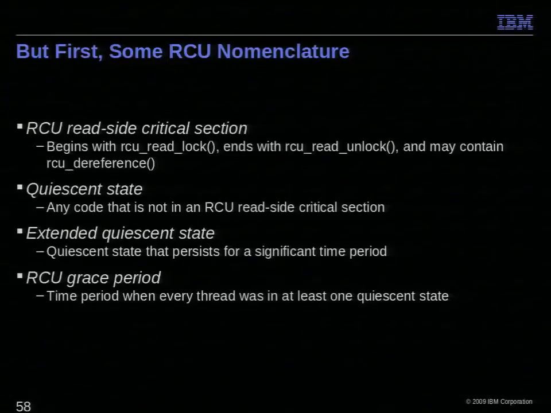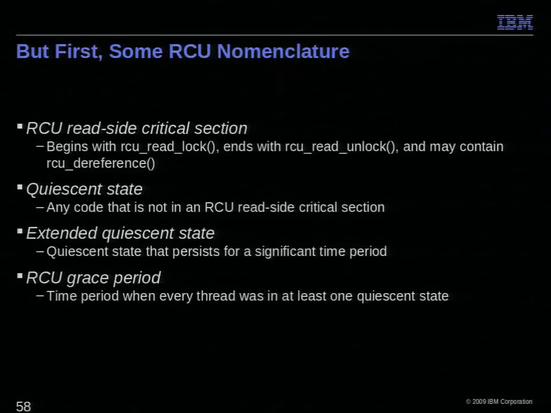So we're going to define some terms here. We have an RCU read-side critical section, and that begins when you do rcu_read_lock, and it continues when you get to the matching rcu_read_unlock. And there might be some RCU references in it. You can nest these things. So you might have an rcu_read_lock, another rcu_read_lock, and then you have to have two rcu_read_unlocks to come back out.